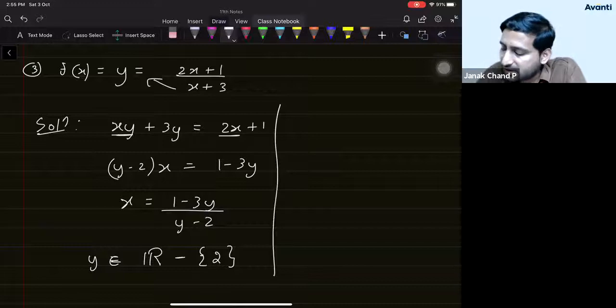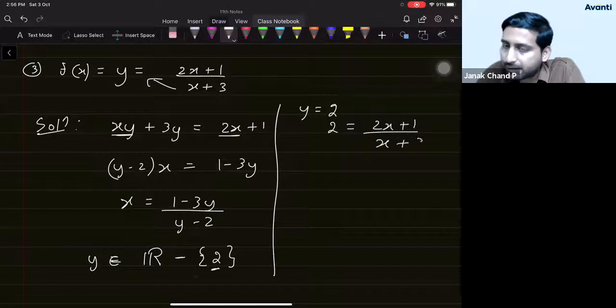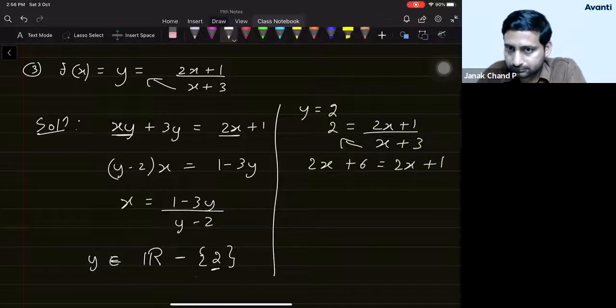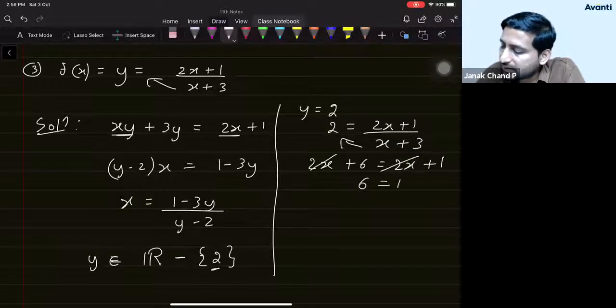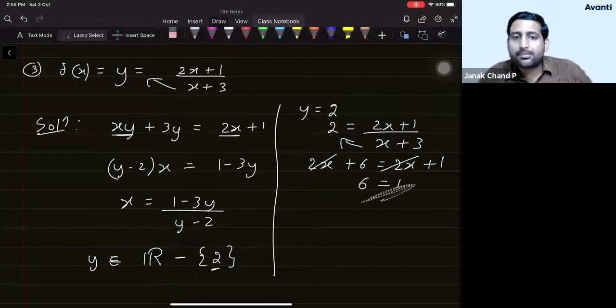So if I put y equal to 2, I would get 2 equals (2x plus 1) divided by (x plus 3). Cross multiply, students, and you would get 2x plus 6 equals 2x plus 1. As you can see, 2x cancels and you're getting 6 equals 1. So you're getting a conclusion which is not possible.